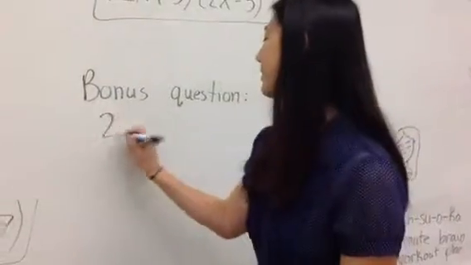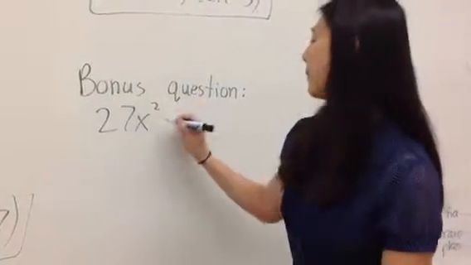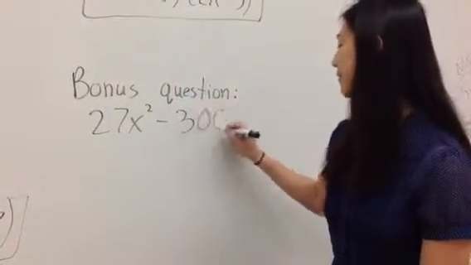It's going to be 27x squared minus 300. Good luck!